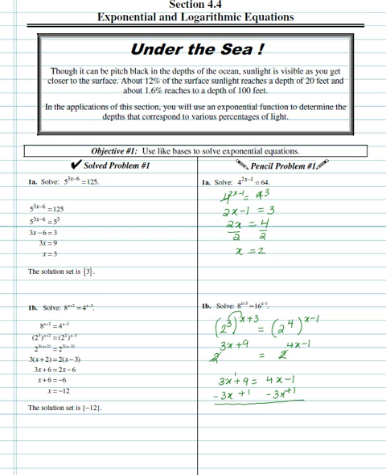So I simply get, oh, so this is 4. I'm supposed to distribute the 4, I'm sorry. This is a 4. So it's going to be x is equal to 13.